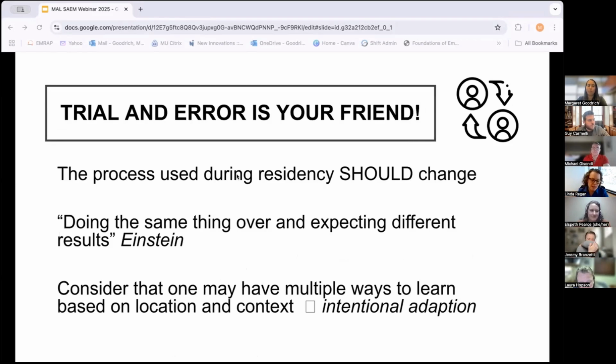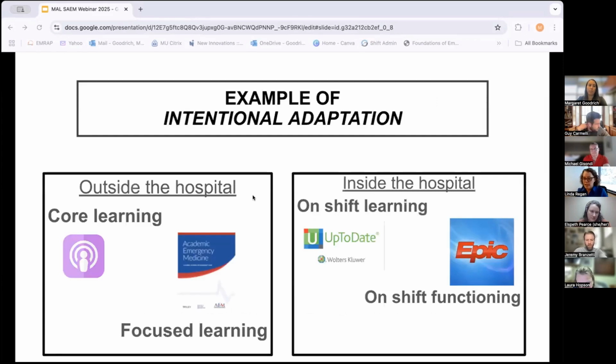And then the last final big picture, I think that is really important, whether or not you're a learner or whether or not you're a teacher, is that trial and error is your friend, right? The process that you use during residency to learn, during medical school to learn, during after residency to learn should change. We all know the quote about doing the same thing over and over again and expecting different results. And this ties back into what Jeremy had mentioned earlier about this idea that the most successful learners intentionally adapt the ways they are learning or the resources they're using based on location that they're physically in and the context of the learning. So here, just for a very quick example, let's say your learner's outside the hospital, right?